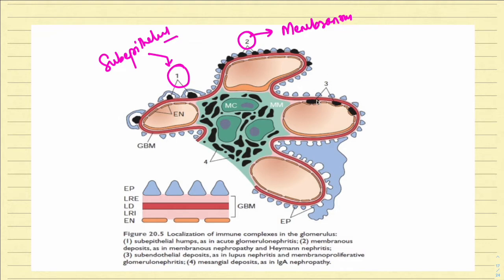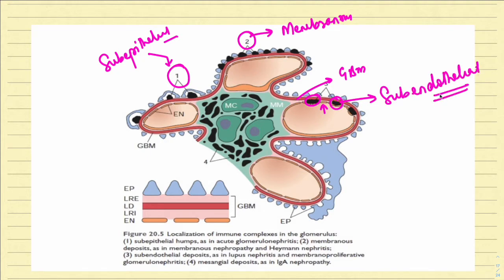The third type of location: now if you see, this is the glomerular basement membrane and this is the endothelium. Just beneath the endothelium you can see these black deposits. So this is the classical subendothelial deposits.